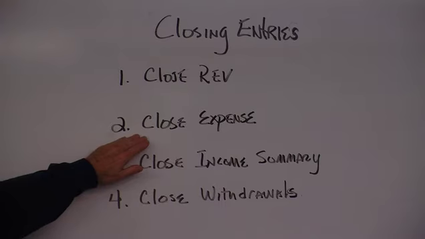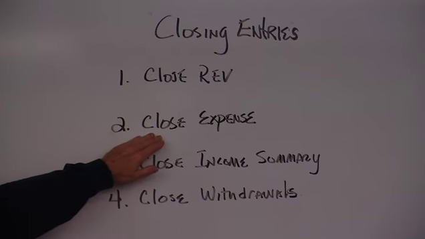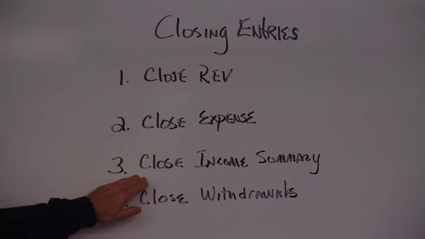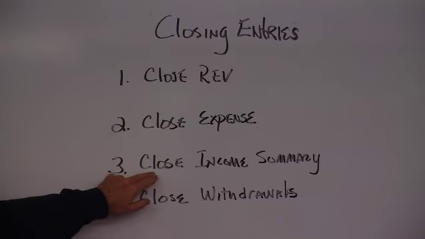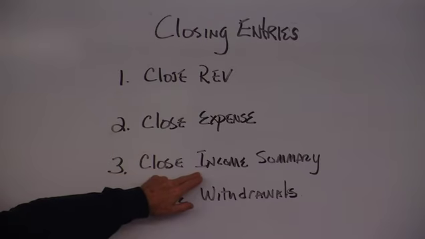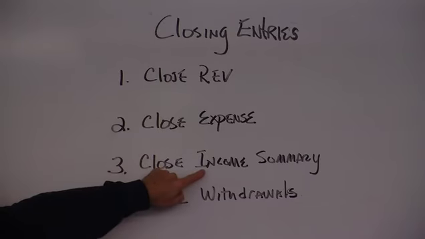Now, expenses have a debit balance. So to close out an account with a debit balance, you've got to credit it. But what is debited? Well, that new account income summary is debited. So debit income summary, credit the expenses. Well, the third thing we're going to do is close out income summary. Income summary has in it the revenues as credits and the expenses as debits.